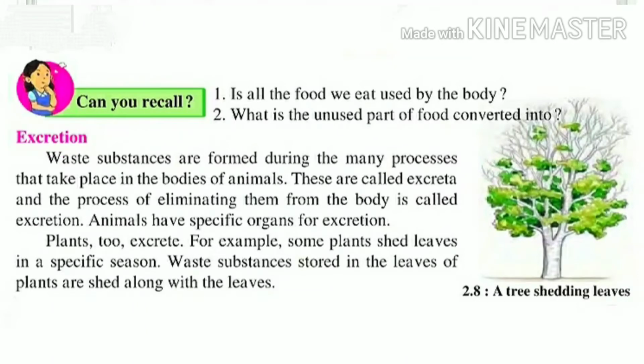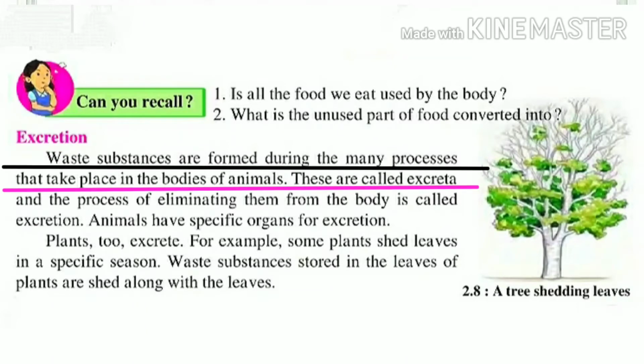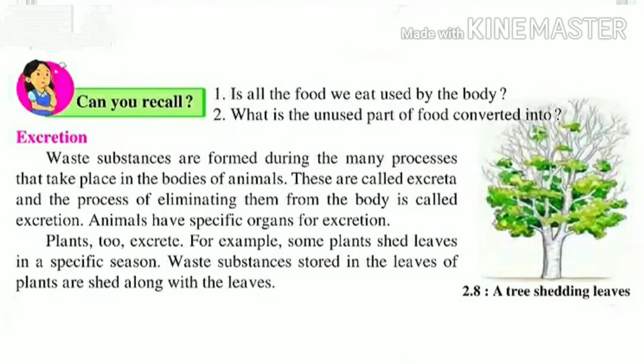Excretion. Waste substances are formed during the many processes that take place in the bodies of animals. These are called excreta, and the process of eliminating them from the body is called excretion. Animals have specific organs for excretion. Plants too excrete. For example, some plants shed leaves in the specific season. Waste substances stored in the leaves of plants are shed along with the leaves.